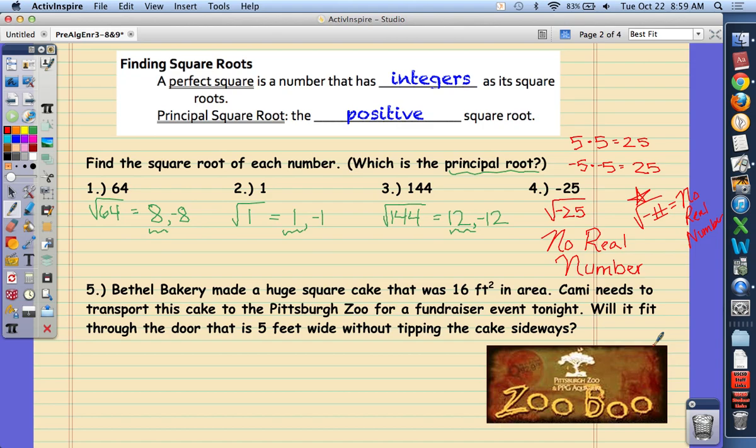So Bethel Bakery made a huge square cake that was 16 feet squared in area, and Cammie needs to transport this cake to the Pittsburgh Zoo for a fundraising event tonight. Will it fit through the door that is 5 feet wide without tipping the cake sideways?